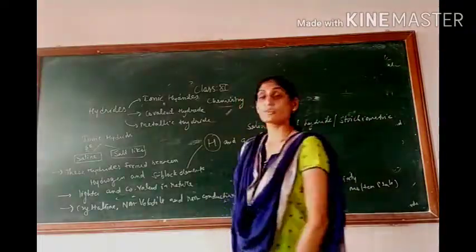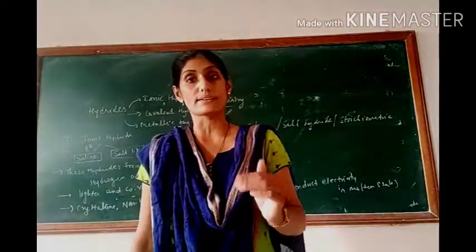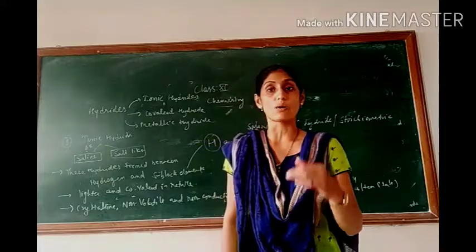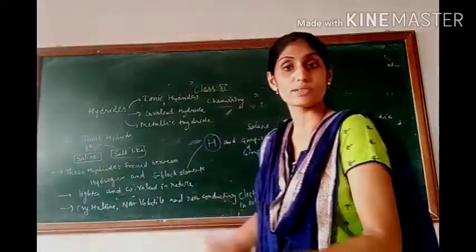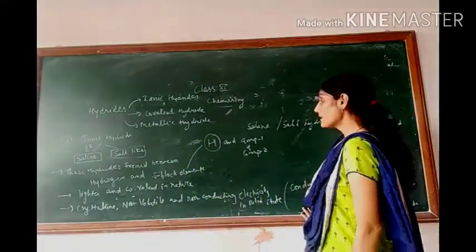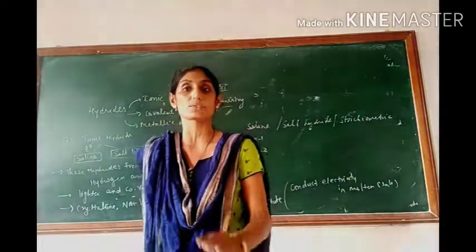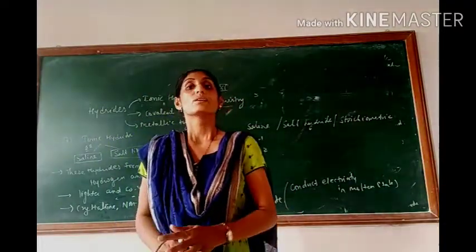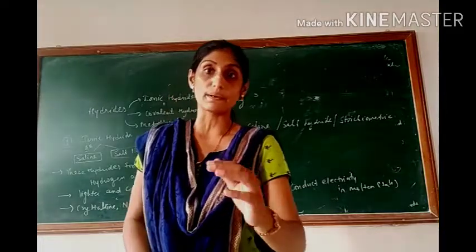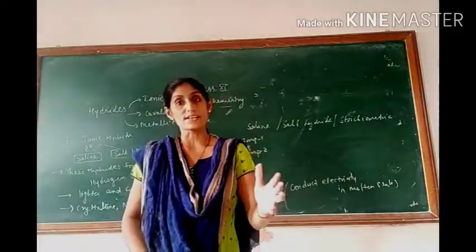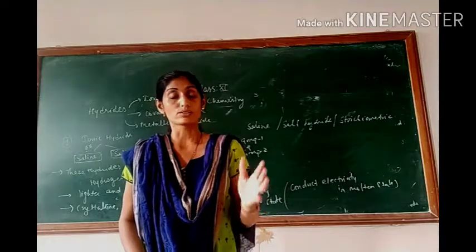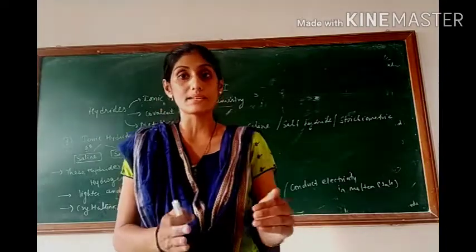As well, they are not conducting electricity in solid state, but whenever we melt them, that means in the molten state, they are going to conduct electricity. So that is about the ionic hydride. Children, a very important question is going to be asked for 5 marks: write the types of hydride and explain any one property of the ionic hydride in brief. In that, you can explain any one.